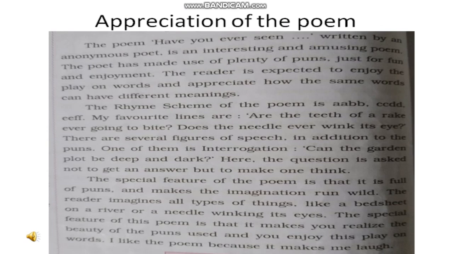Then the second is the rhyme scheme. The rhyme scheme of the poem is A, A, B, B, C, C, D, D, E, E, A, F, and so on. My favorite lines are: Are the teeth of a rake ever going to bite? Does the needle ever wink its eye?